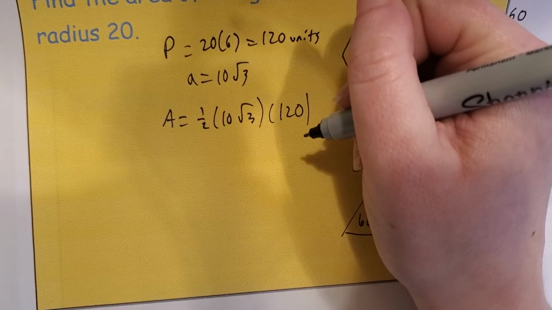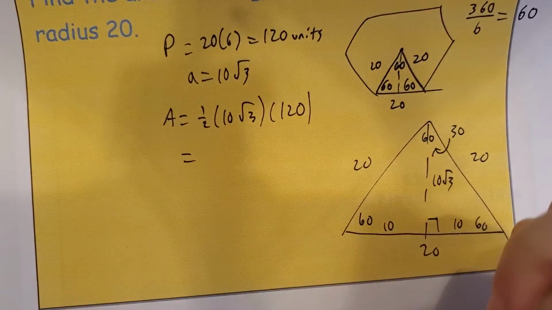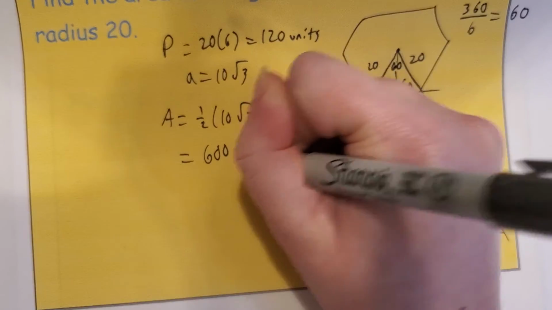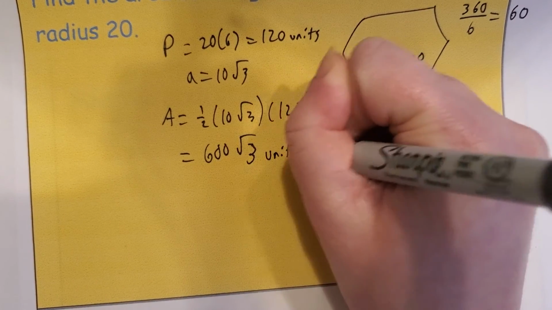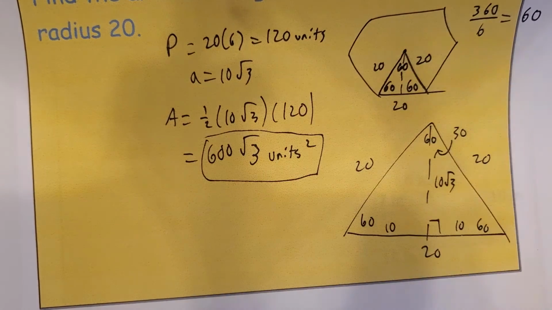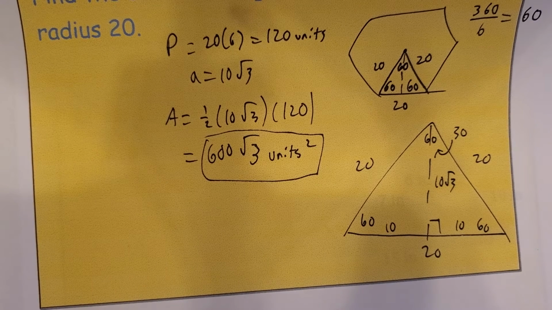So half of 10 is 5. So 5 times 120 is 600. So the exact answer for the area would be 600 root 3 units squared, because we don't have units for any of this. That's the exact answer, like I said. If the question asked you to round, you could just stick that in the calculator. Make sure to read carefully in terms of rounding directions or leaving exact answers.